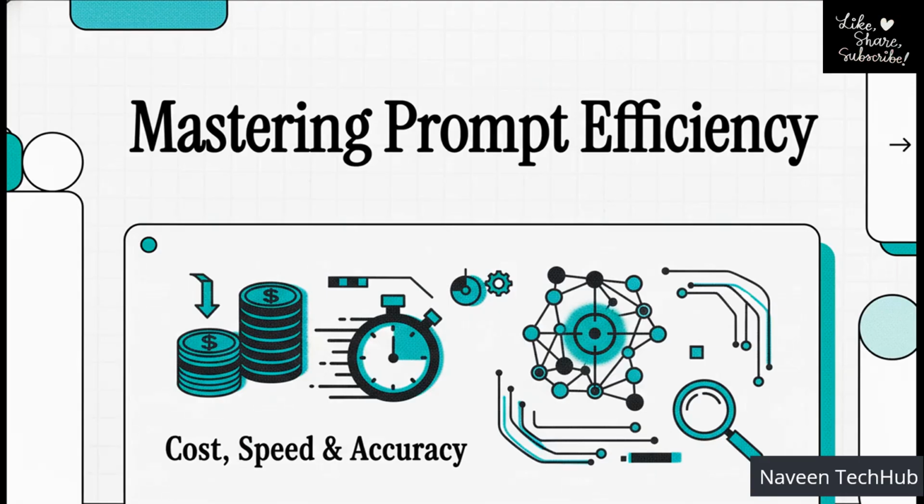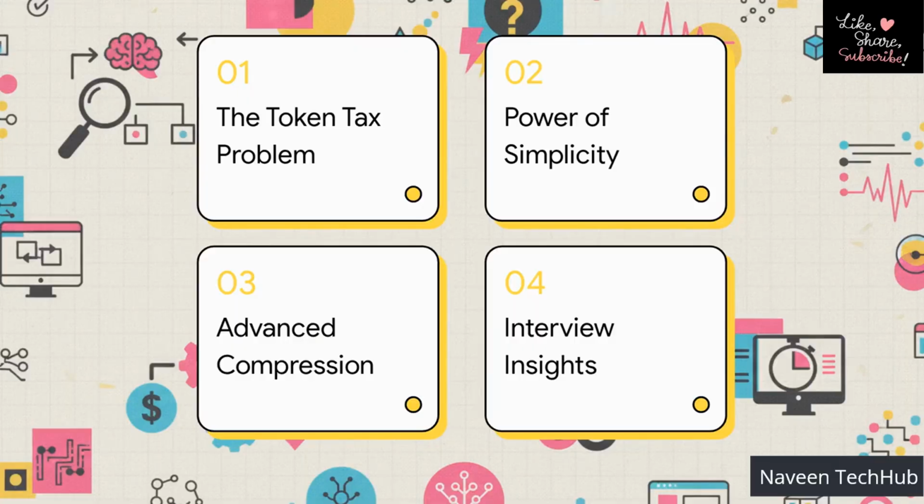Welcome. Today we're going to dive into a skill that is absolutely critical for every AI engineer, mastering prompt efficiency. And let me be clear, this isn't just some minor optimization. This is a core discipline that directly impacts the cost, the speed, and the accuracy of any production AI system you will ever build. So here's how we're going to break it down.